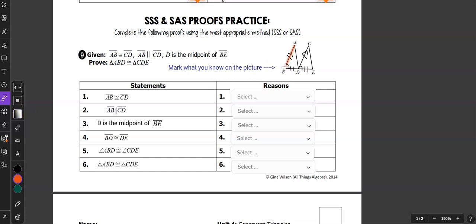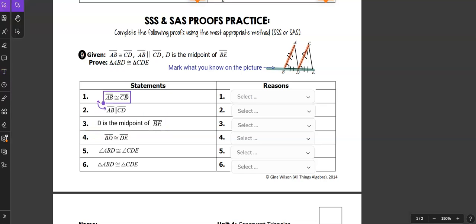AB and CD are parallel, and then BE is the transversal. So because we have orange and green, they are corresponding like that. They're in the same location.